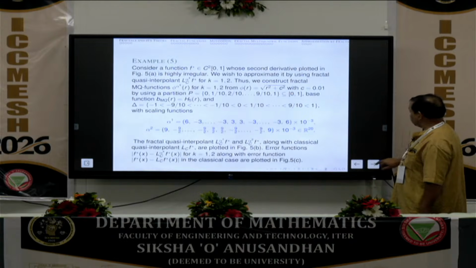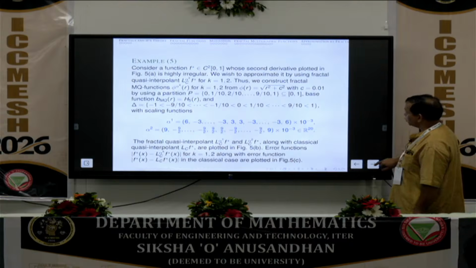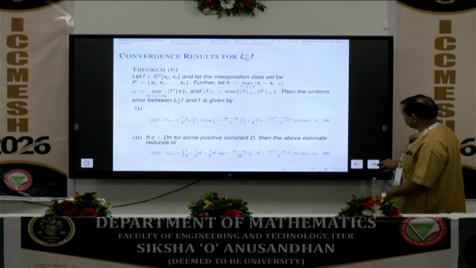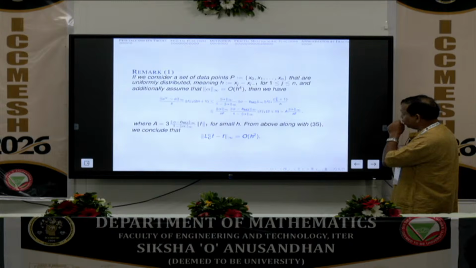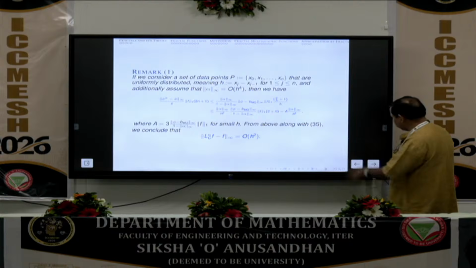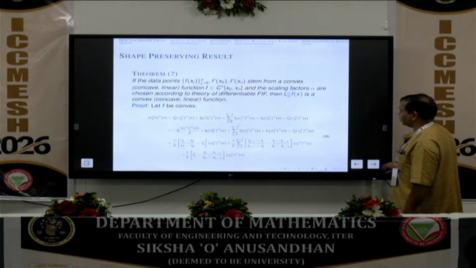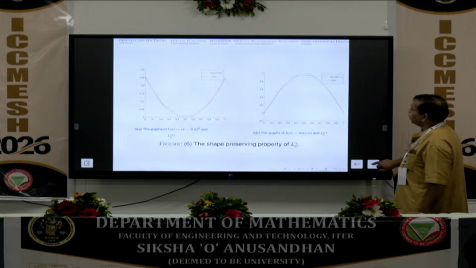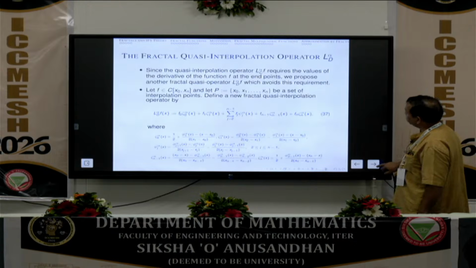Similarly, you can construct a fractal function which is twice differentiable, and that can also be approximated using a fractal function. There are some convergence theorems and reproduction properties, and other things. So, I will skip this part and move on. All these are the approximation part.